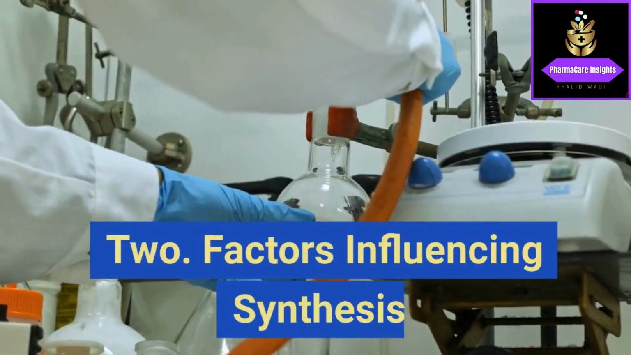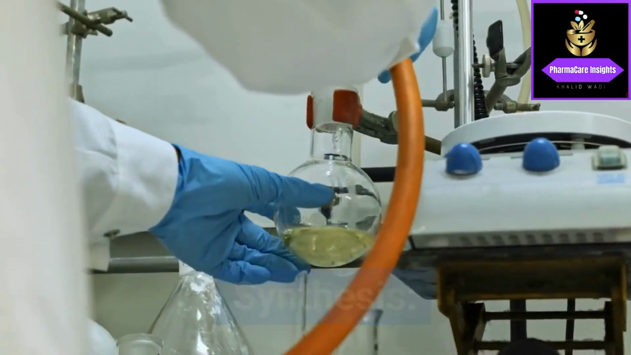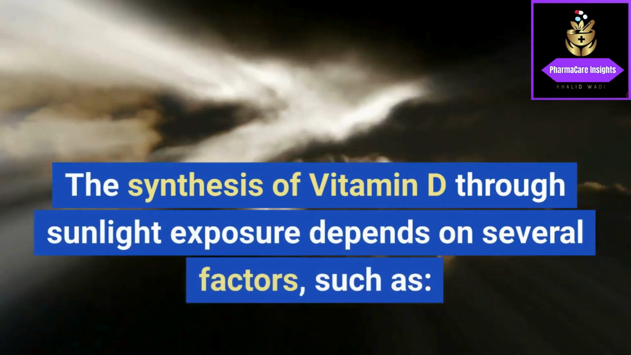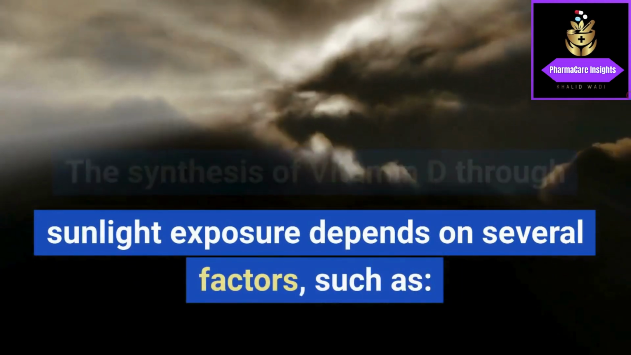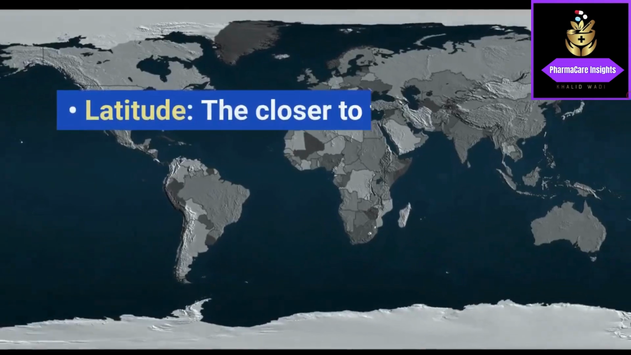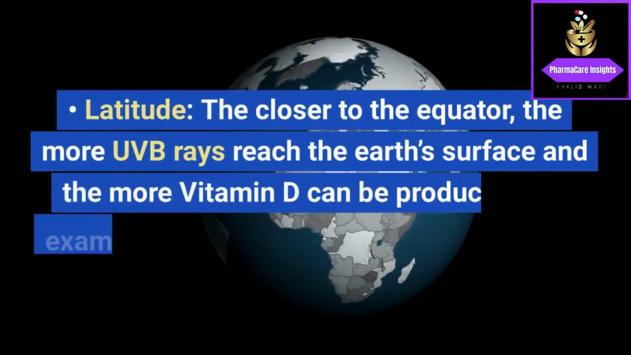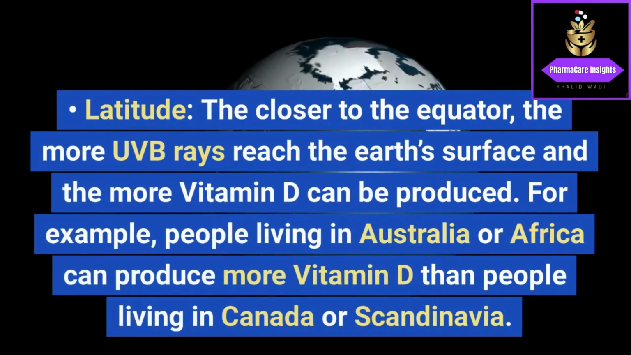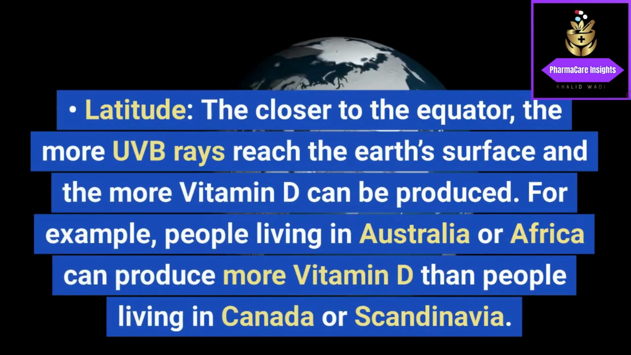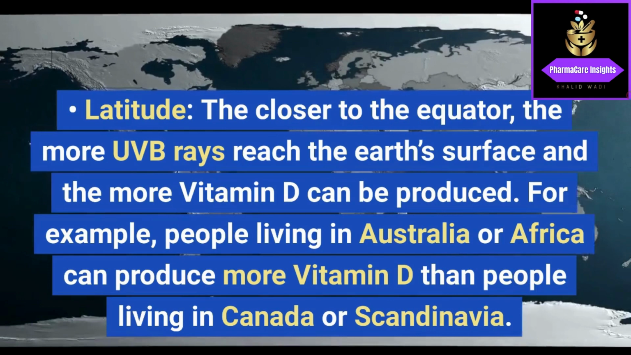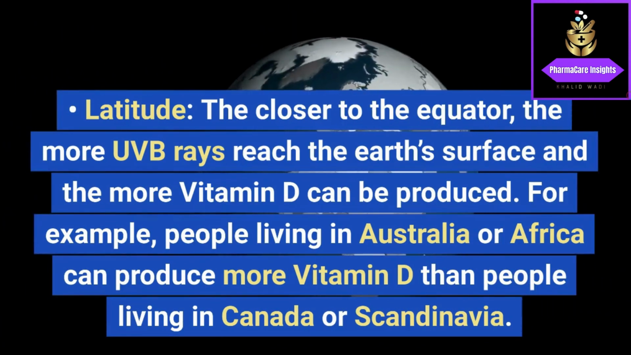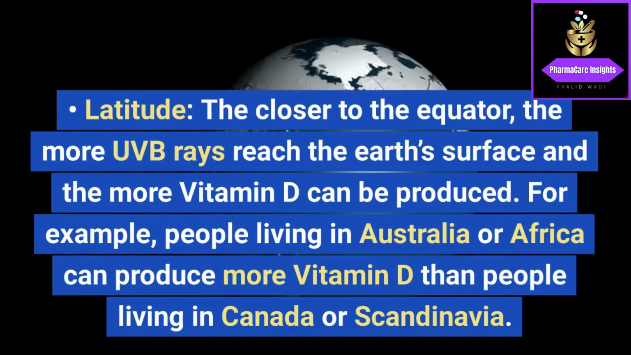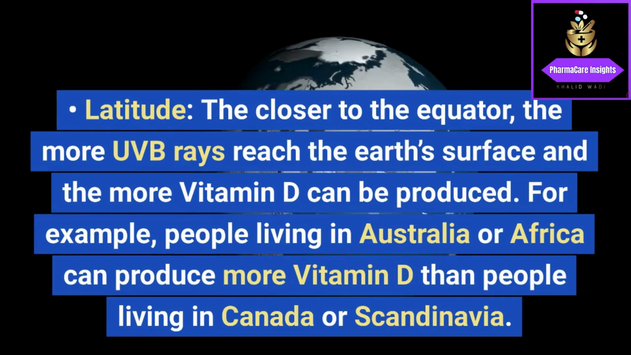2. Factors influencing synthesis. The synthesis of vitamin D through sunlight exposure depends on several factors, such as latitude. The closer to the equator, the more UVB rays reach the Earth's surface and the more vitamin D can be produced. For example, people living in Australia or Africa can produce more vitamin D than people living in Canada or Scandinavia.